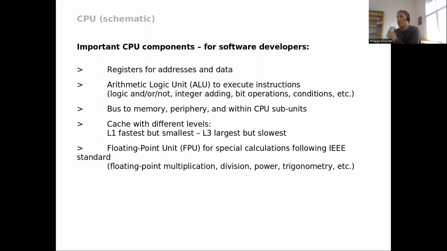And yes, then of course you have some kind of floating point unit. That is what we call an FPU. And this one does calculations on floating point numbers following the IEEE standard. So that is standardized, of course. This includes floating point multiplication, division, power, trigonometric functions like sine and cosine, etc. So all these are standardized and are performed in a similar or almost identical way on different computer chips. Okay.